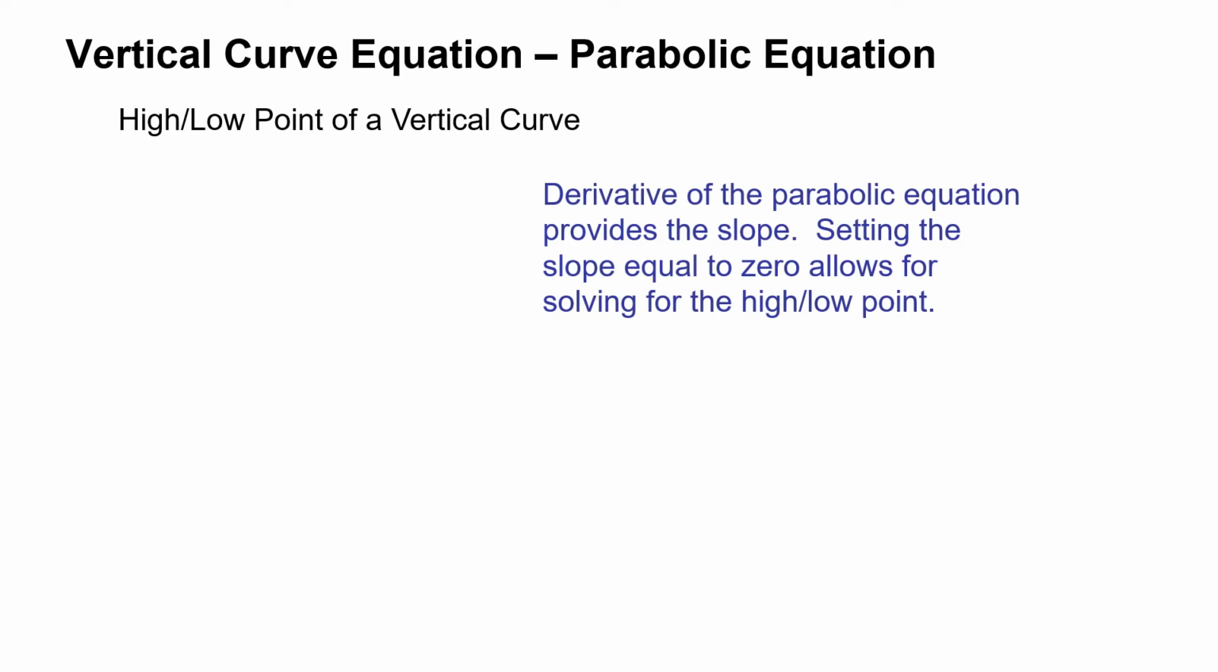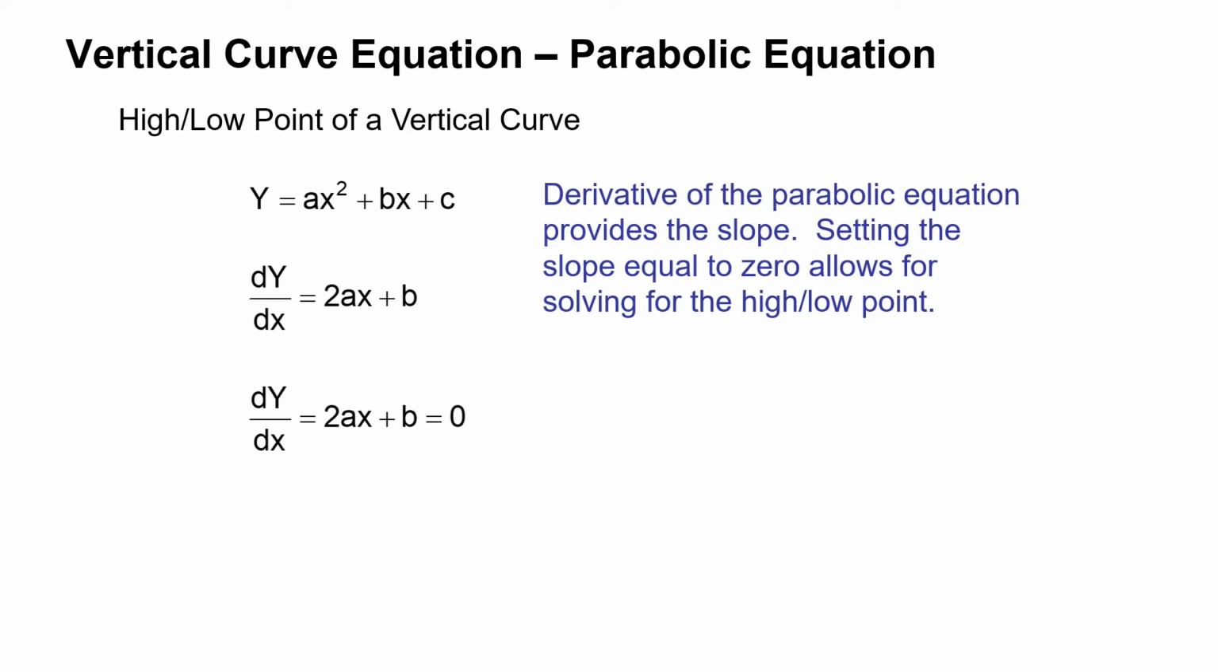So we can find the high or low point of a vertical curve. If we recall back to calculus, the derivative of the parabolic equation provides the slope. So setting the slope equal to 0 allows for solving for the high or low point. So there's our parabolic equation.